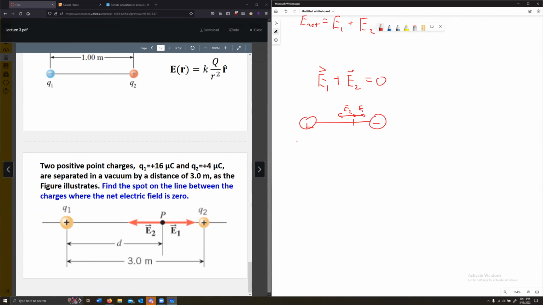So the formula that I have here goes like what we had above: K times Q1 over distance squared. Now the thing is, because the net is going to be 0, you just set them equal to each other because you're finding the spot where their electric fields are equal. So K Q2 over D squared. But wouldn't one be the opposite of the other? Or wouldn't one be over 3 minus D squared? Wouldn't one be the opposite of the other?